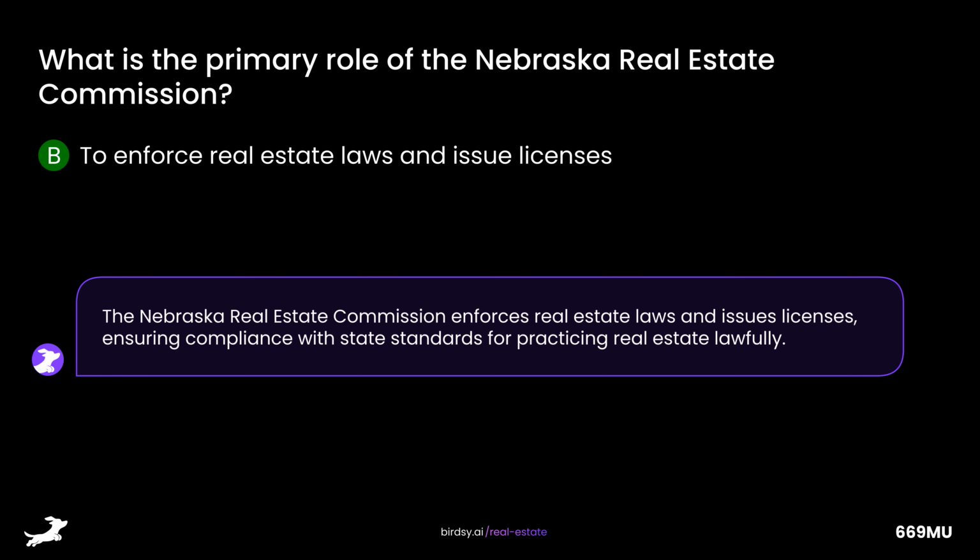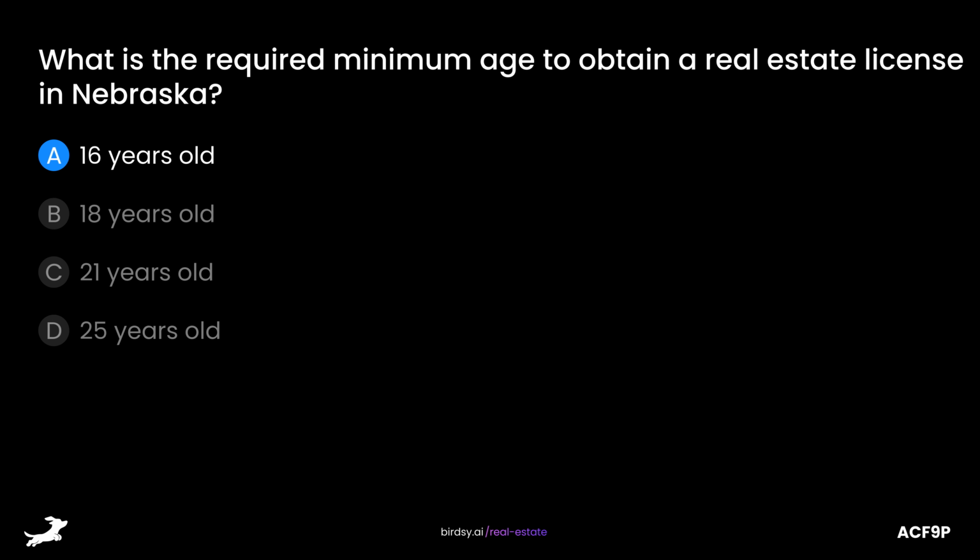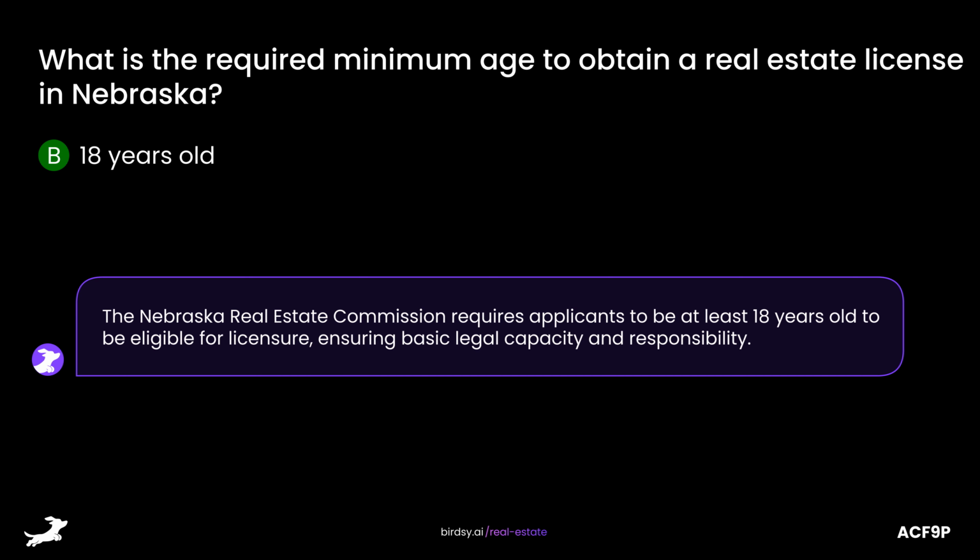What is the required minimum age to obtain a real estate license in Nebraska? Is it A, 16 years old, B, 18 years old, C, 21 years old, or D, 25 years old? The answer is B, 18 years old. The Nebraska Real Estate Commission requires applicants to be at least 18 years old to be eligible for licensure, ensuring basic legal capacity and responsibility.